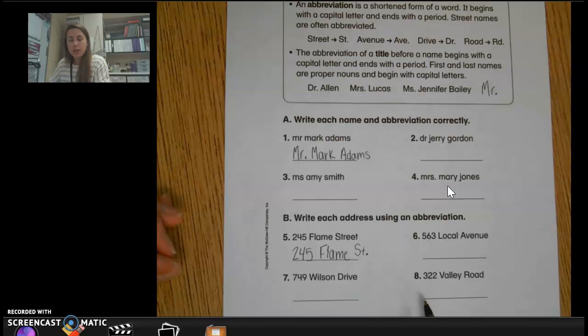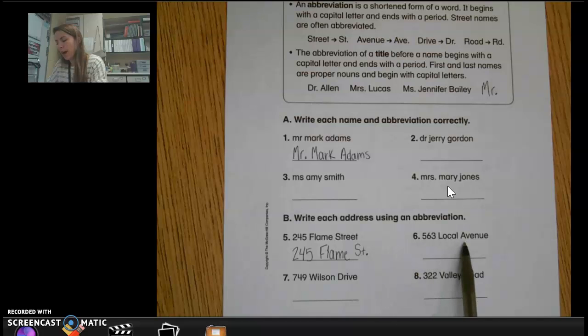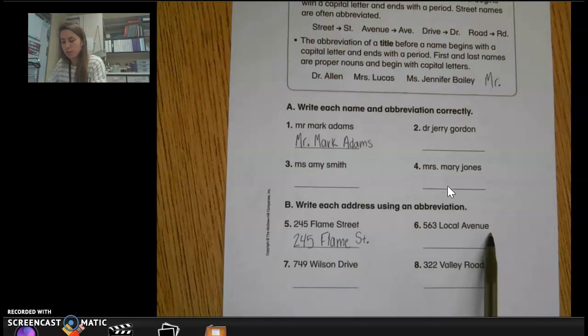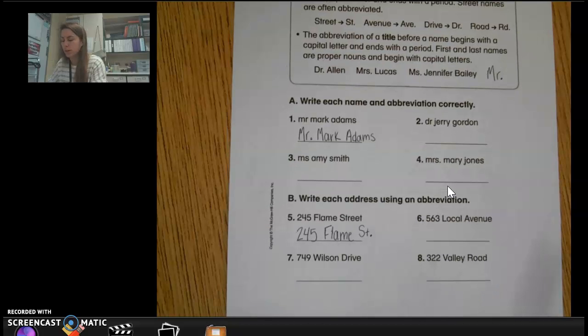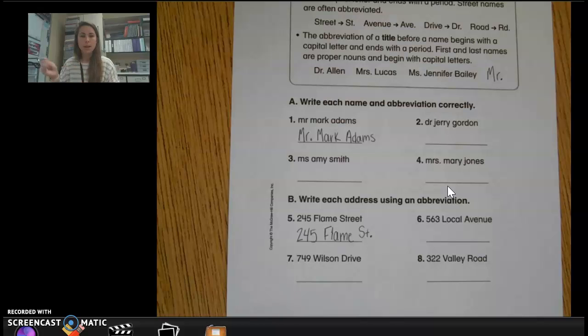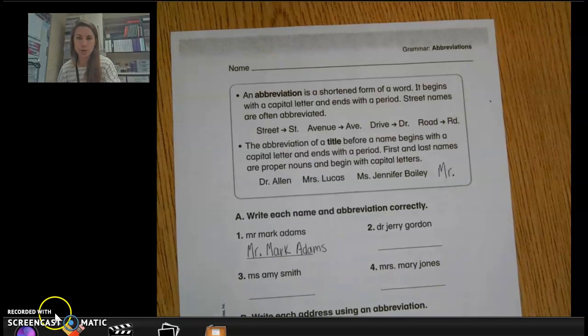I'm going to read the rest of these. You are going to write in your abbreviations. Number 6, 563 Local Avenue. Make sure you pause it. Write your answer on the line before we move on to number 7. Number 7, 749 Wilson Drive. Make sure you pause, get that written in before we move on. Number 8, 322 Valley Road. Okay. Make sure all your answers are written down. Make sure you check your work, check both sides. Be sure your name is on it and go ahead and turn it in.